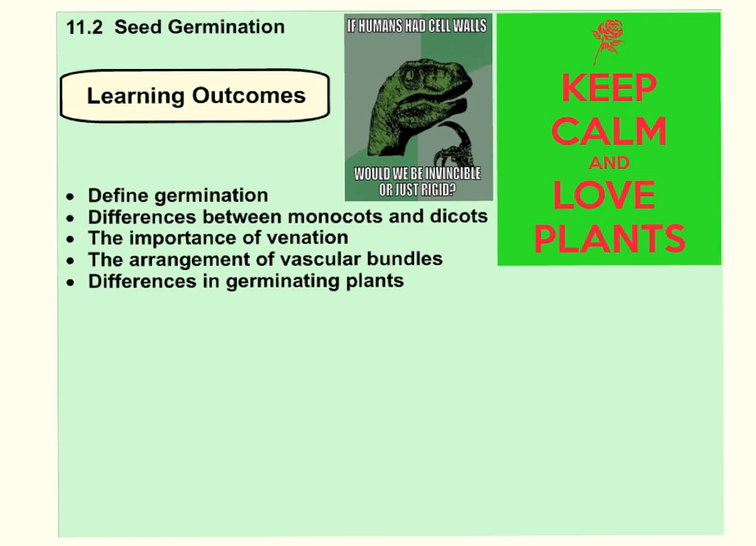Here are our learning outcomes. First things first, we're going to define germination. We're also going to look at differences between monocots and dicots, the importance of venation, the arrangement of vascular bundles, and differences found in germinating plants. Let's get started.